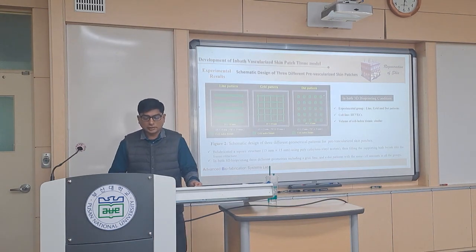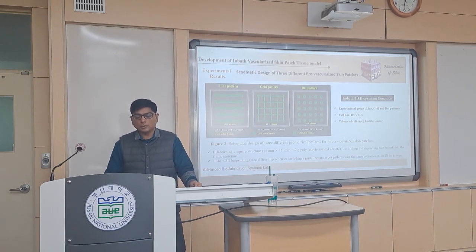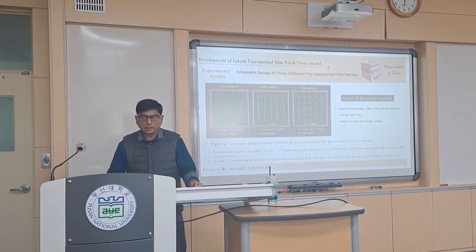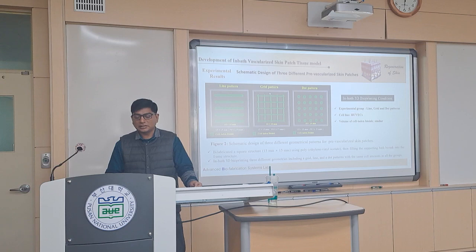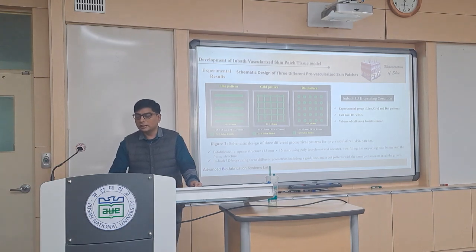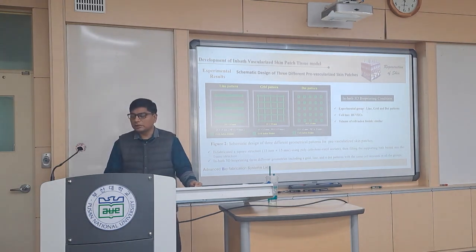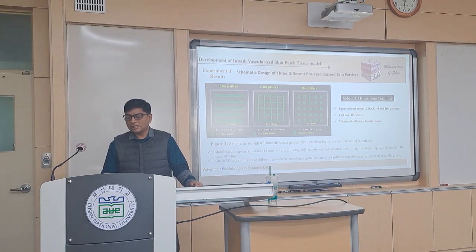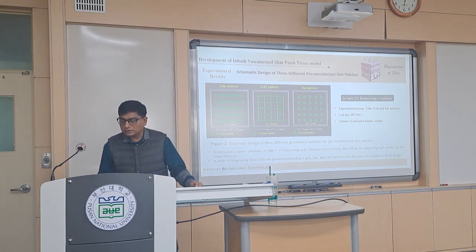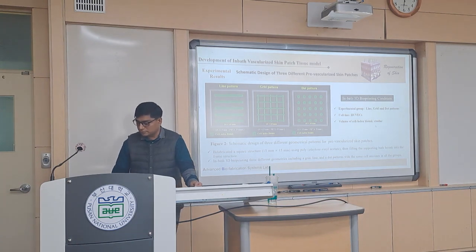So, development of the in-bath vascular skin patch tissue model. This is the schematic diagram of the line pattern, grid pattern and dot pattern. These are the experimental conditions: line, grid and dot, cell line HUVEC, and the volume of cell-laden bioink is similar.